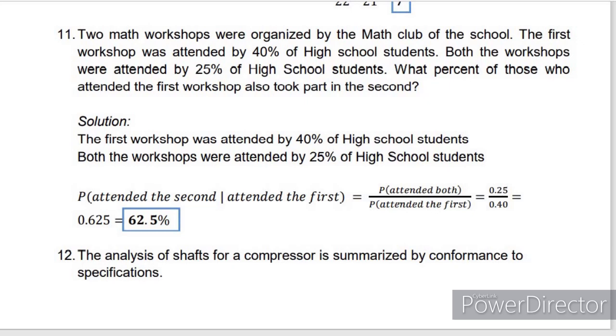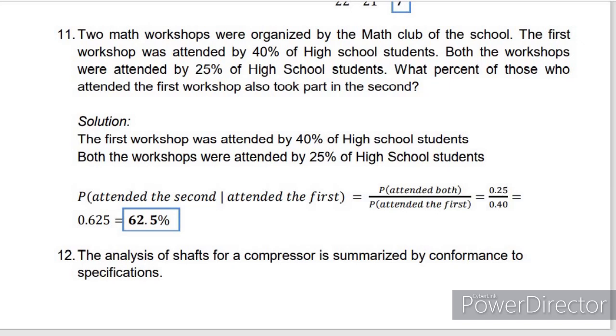Okay, so the solution: the first workshop was attended by 40% of the high school students, and both workshops were attended by 25% of high school students. So we need the probability that they attended the second over the probability of the first, because we are getting the percent of those who attended the first workshop who also took part in the second. That's why we get the quotient of the probability of those who attended both, which is 0.25, over the probability of the first, which is 0.40.